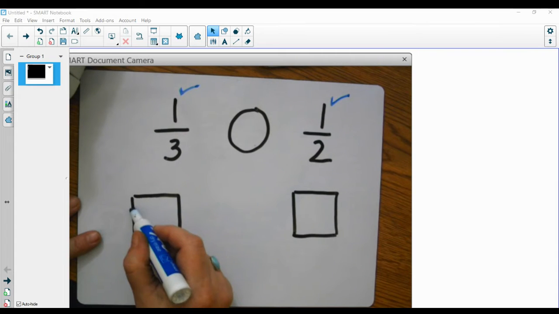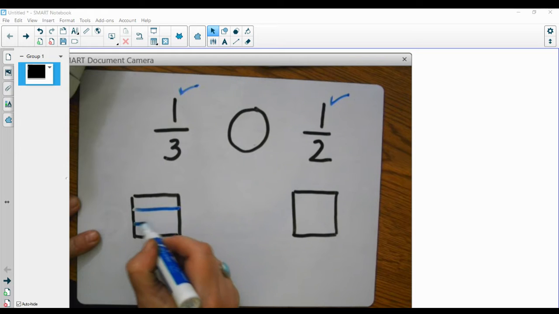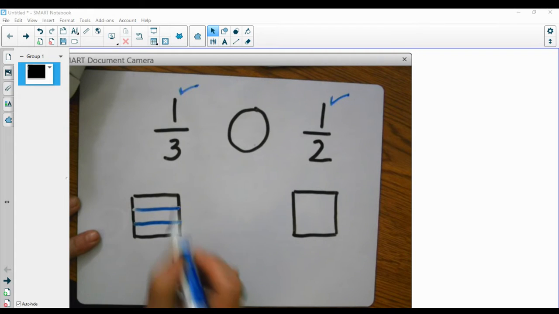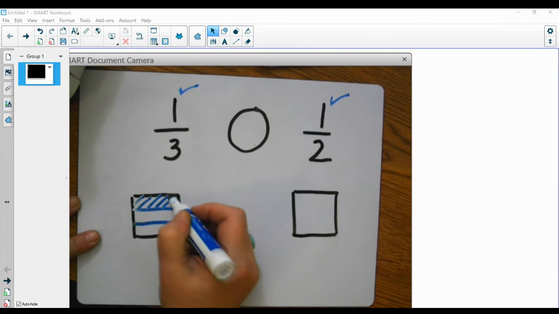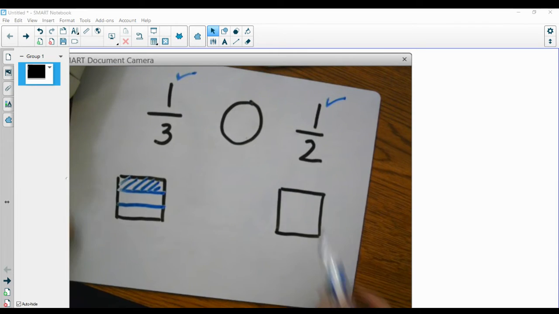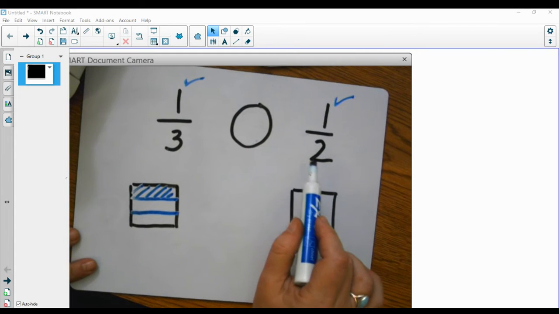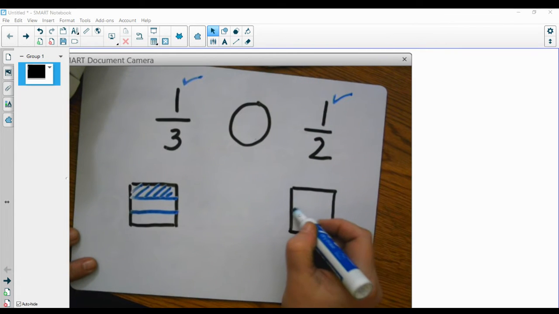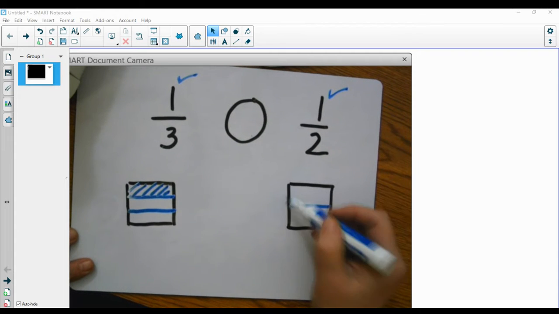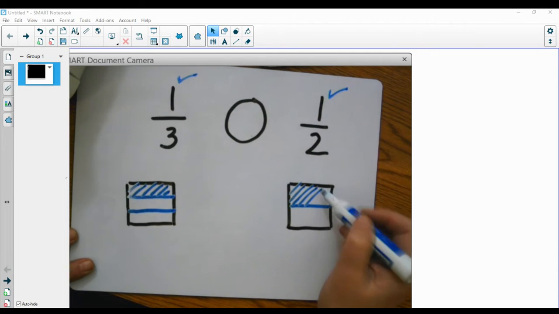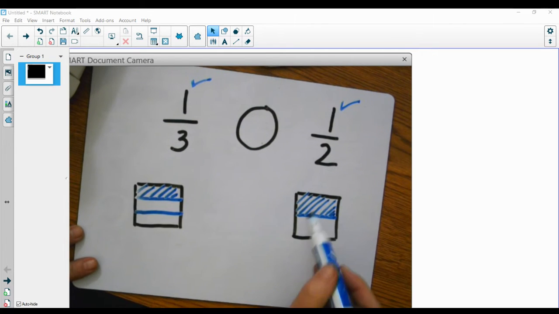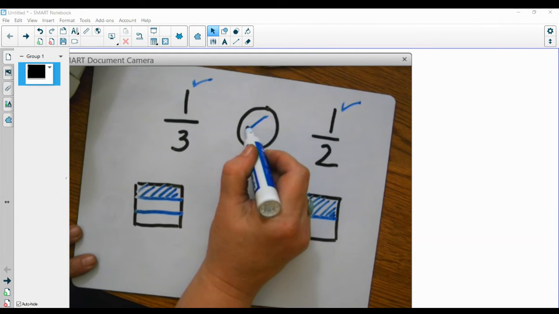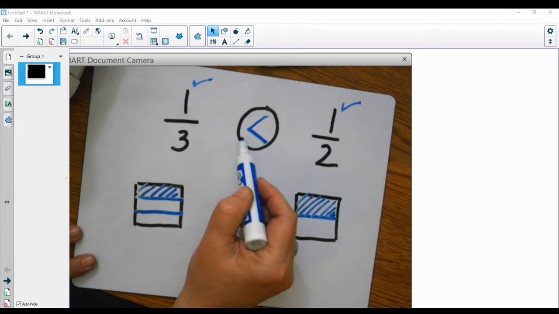So boys and girls, that's what we're going to do. We're going to cut this whole into 3 equal parts. We need to shade in 1 because that's what the numerator tells us. Okay, 1/3. Well, in this particular fraction, the denominator's 2. So we have to cut our whole into 2 equal parts, and we are going to shade in 1. So which is larger, this piece here or this piece here? I believe it's this piece. So we are going to say 1/3 is less than 1/2.